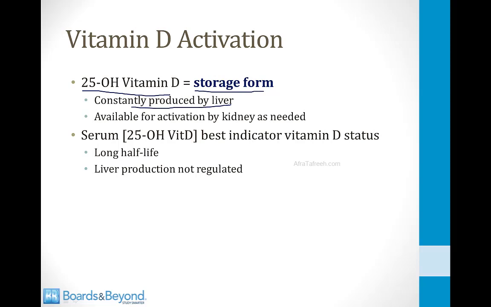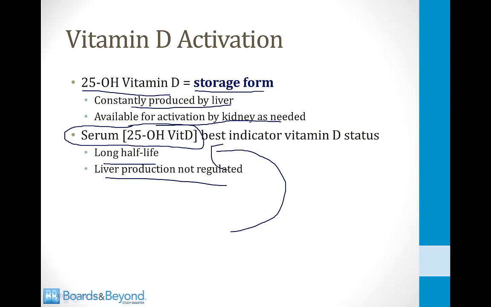It's constantly produced by the liver, and it's available for activation by the kidney as needed. This is important clinically because when you want to check someone's vitamin D status, what you measure is the serum concentration of 25-OH vitamin D. It has a long half-life. The liver production is not regulated, and this is the storage form, so you will detect how much storage form of vitamin D that patient has in their plasma.